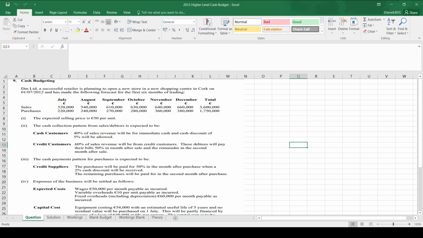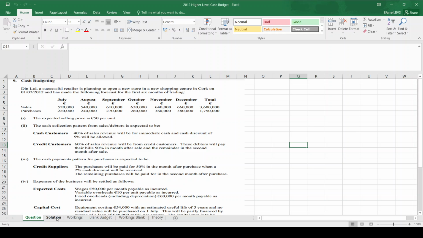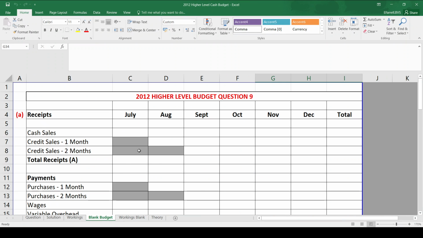Hi, today we're going to have a look at the 2012 Leaving Cert Higher Level Cash Budget question. So first of all, we're asked to prepare a cash budget for the 6 months, July to December. To do that, we need to work out our receipts and our payments. So firstly, we'll start off with our receipts.